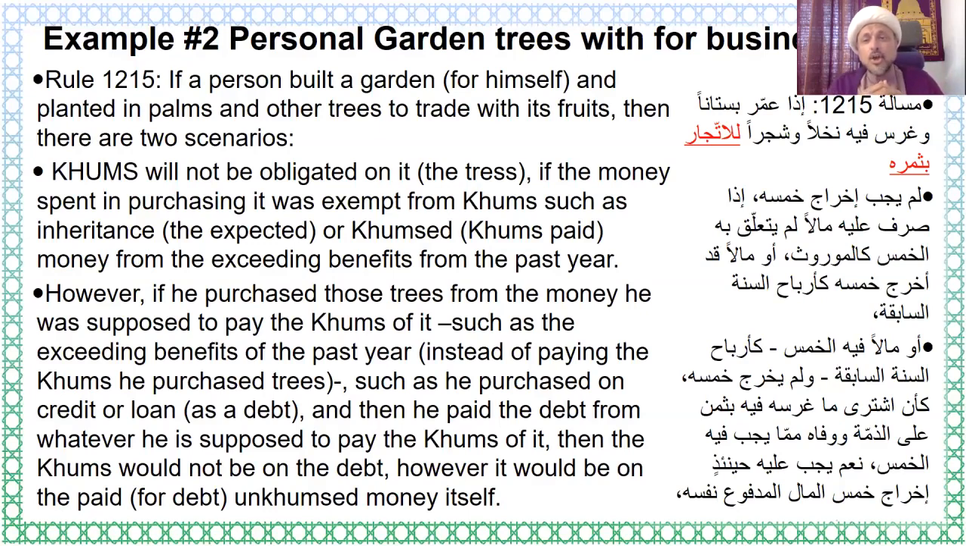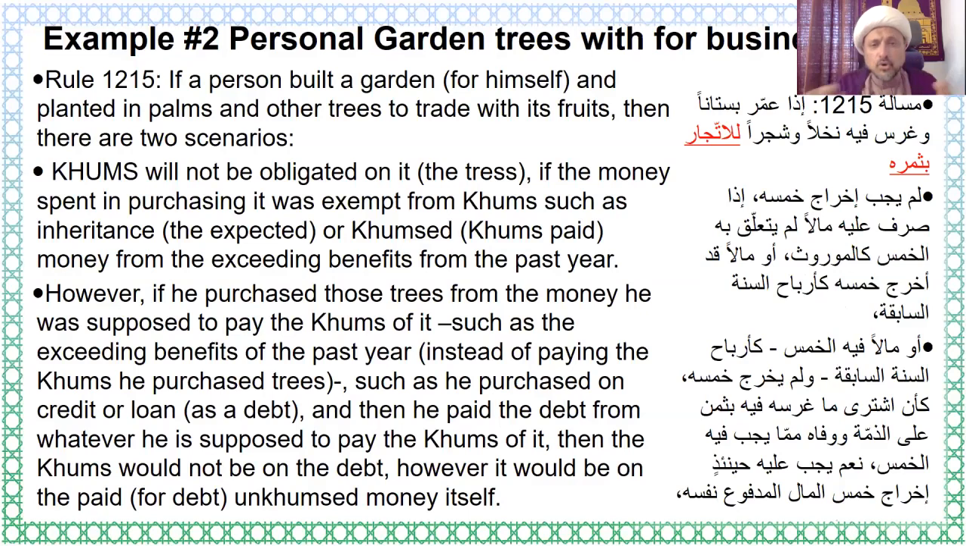Okay, so these gardens, or the wealth which is purchased, the trees, was from the inheritance. So he says that he spent on them, he purchased these trees, he purchased the fruits, he spent on them from the wealth. The khums was not obligated on it, such as the inherited money. Or مالا قد أخرج خمسه من كأرباح السنة السابقة, or khums paid money. So the trees were purchased from what? Khums paid money from the previous years. Yeah, the money was clean, or no, it was inherited money.